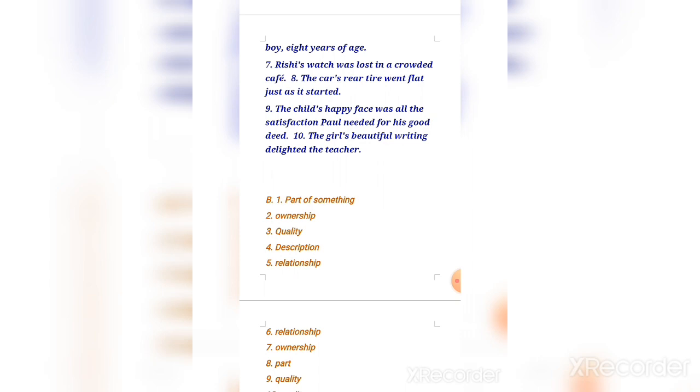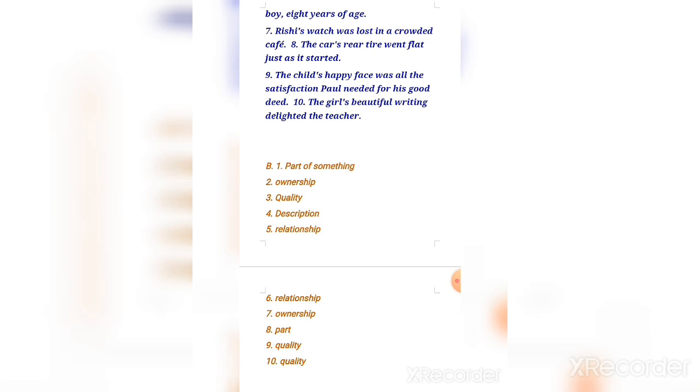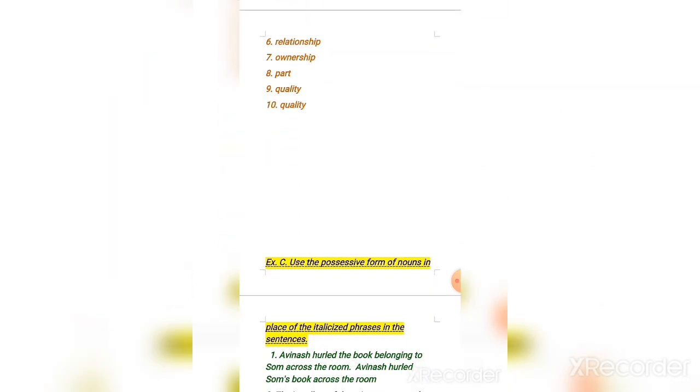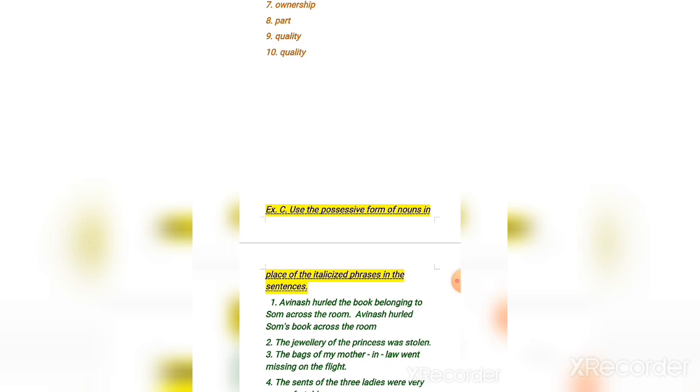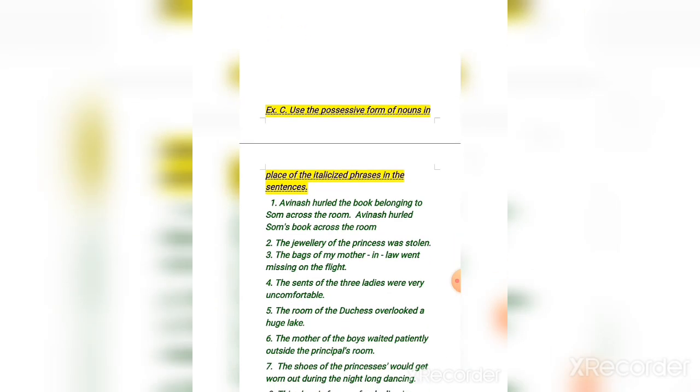Number 8. The car's rear tire went flat just as it started. Number 8 is a part. Number 9. The child's happy face was all the satisfaction Paul needed for his good deed. It's a quality. And the last is the girl's beautiful writing delighted the teacher. It's a quality. So now this exercise is finished. Now let's go to exercise number C. Exercise C says use the possessive forms of nouns in the place of the italicized phrase in the sentence. Please open your book, page number 40, and then try to get it.